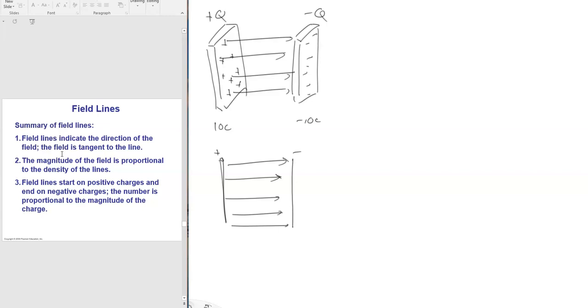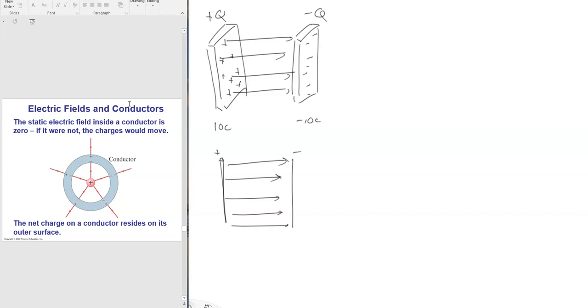The more lines you have, the stronger the electric field is. Field lines start on a positive charge and end on a negative charge. The number is proportional to the magnitude of the charge. Alright, so that's about electric field lines. So let's move on.